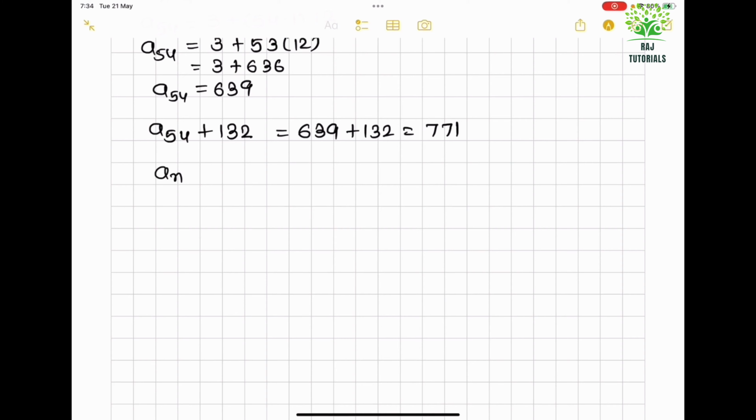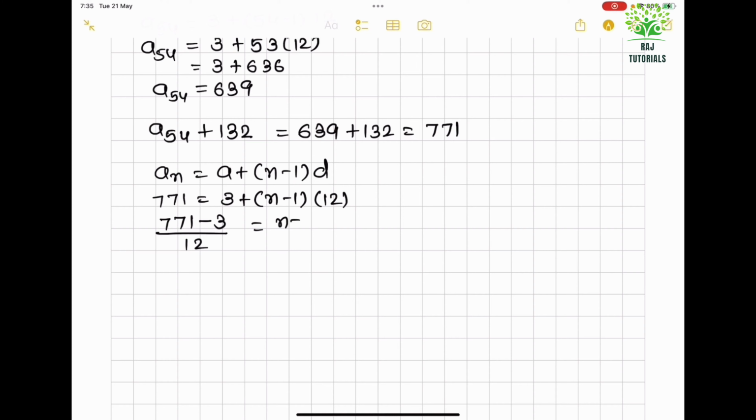Now he is asking which term this will be. So now again the formula is an equal to a plus (n minus 1)d. Now 771 equal to a was 3 plus n I don't know, and d was 12. So can I say (771 minus 3) upon 12 will be equal to n minus 1. So n minus 1 equal to 53. So n equal to 54.